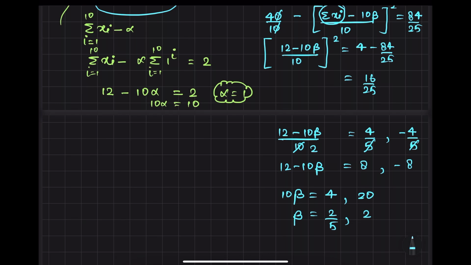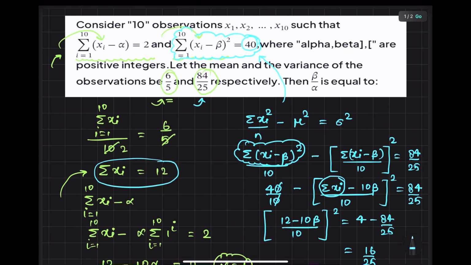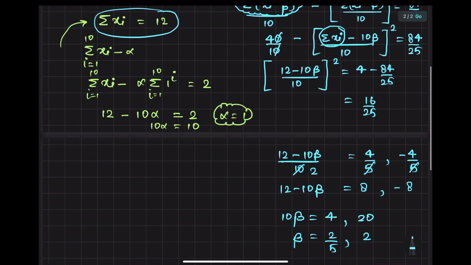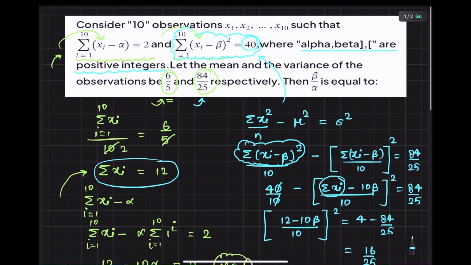Now you have to consider which value of beta we will consider. As they are saying that alpha and beta are positive integers, and you already know that the value of alpha is 1, therefore we will consider the value of beta as 2. So we got our alpha and beta. Therefore, beta by alpha will become 2.